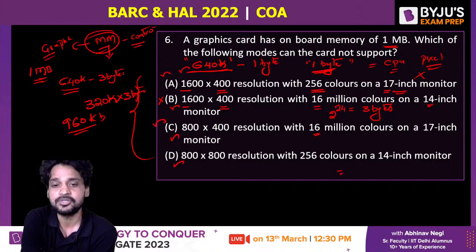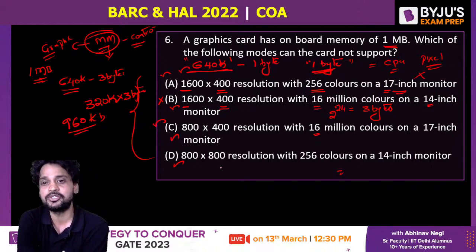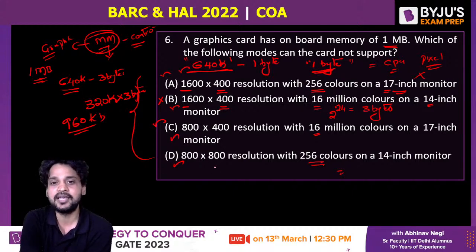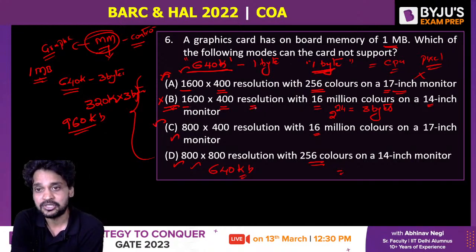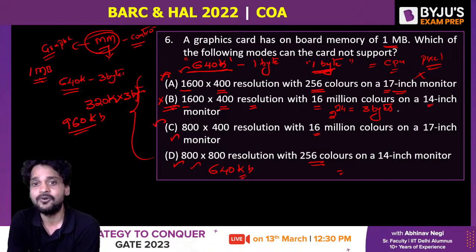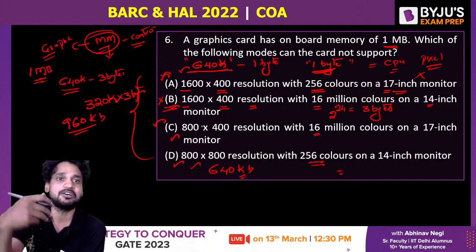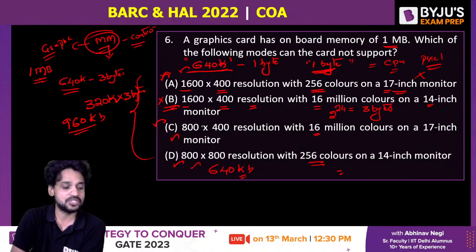So this also supports. And 800 into 800 resolution with a 256 colors, if you translate it, you will simply get 640K. This 640 KB will support. 800 into 400 will support. First one will also support. Only option B, 1600 into 400 resolution with a 16 million color on a 14-inch monitor, doesn't support because it is crossing the capacity of the graphic card that is attached to the system.